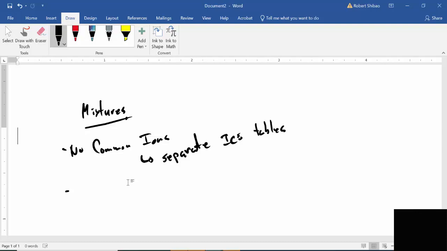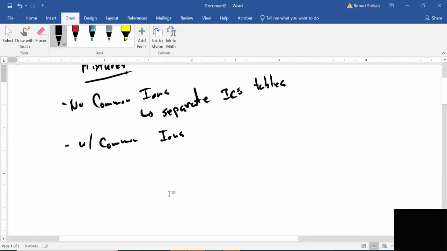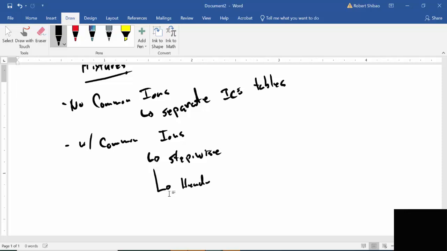But when we do have common ions, then we do it differently. It depends. With common ions, we'll just do it stepwise, unless we have a special case in which we could use the Henderson-Hasselbalch. That was the question earlier.